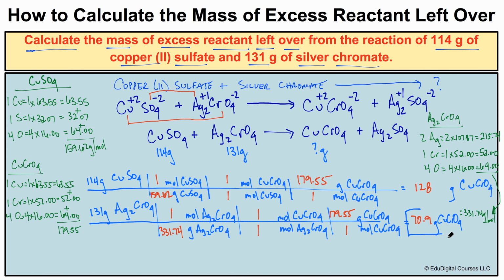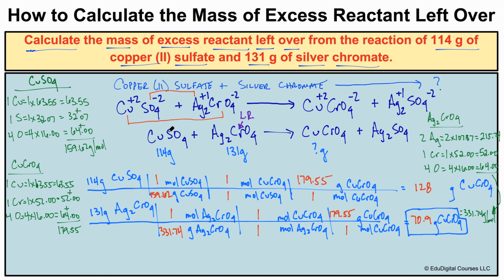If you remember in our video on calculating limiting reactants. So 70.9 grams of copper 2 chromate can be produced. And which of the two is the limiting reactant? Well, it looks like our limiting reactant here is going to end up being this stuff right here, our Ag2CrO4. So this stuff right here is our limiting reactant. This is the stuff that's going to run out first in our chemical reaction.